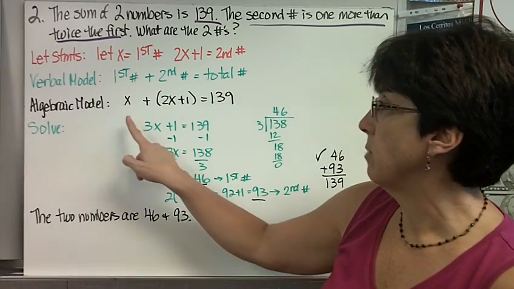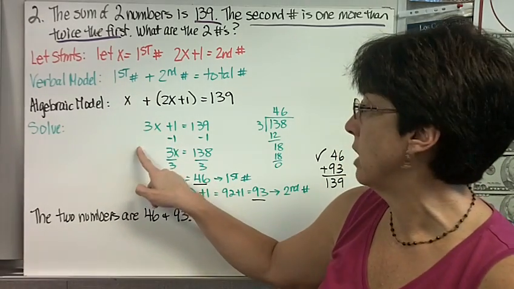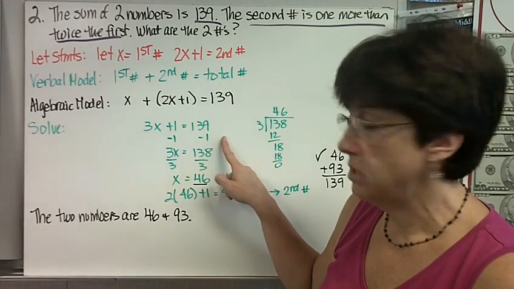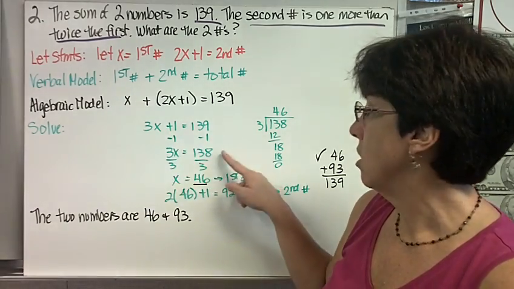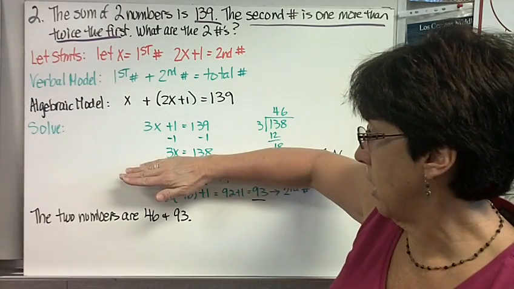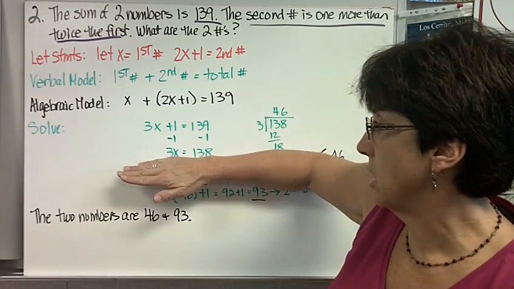All right, now we solve. Combine like terms. x plus 2x is 3x. 3x plus 1 is 139. Subtract 1 from both sides because that's the inverse of addition. 3x equals 138. Now we say, that's what I had, okay? So now we say divide both sides by 3.